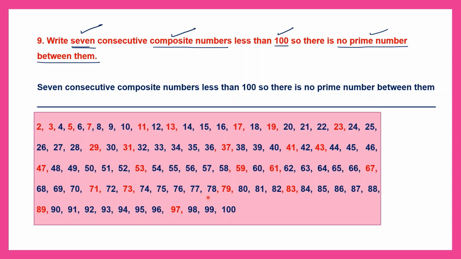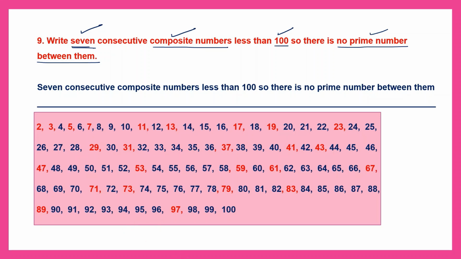Again, I'm reminding you, we are looking for 7 consecutive composite numbers and all composite numbers are in blue here. Here 3, no, we want 7. Here 5, no. And here we have 7. So we have got our 7 consecutive composite numbers less than 100 and there is no prime number in between them.